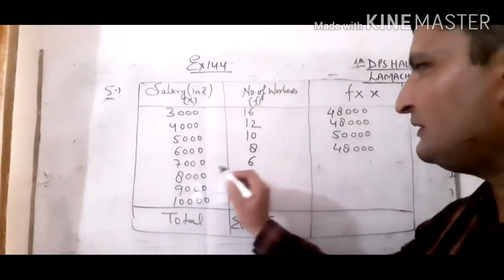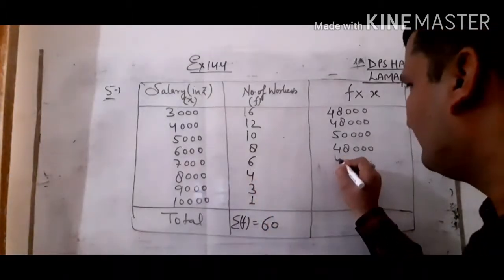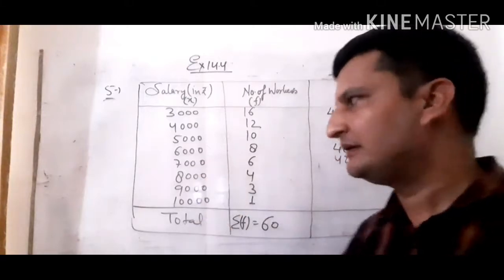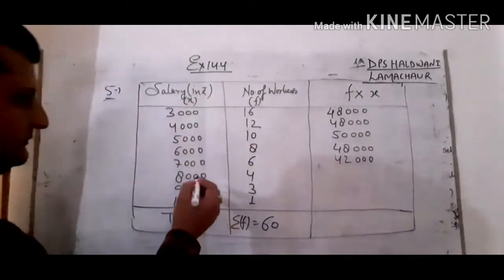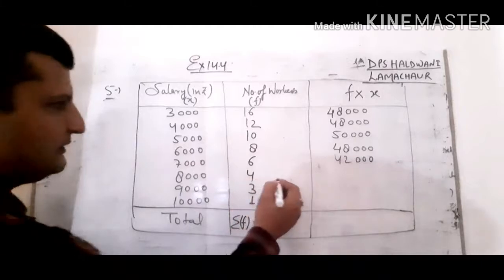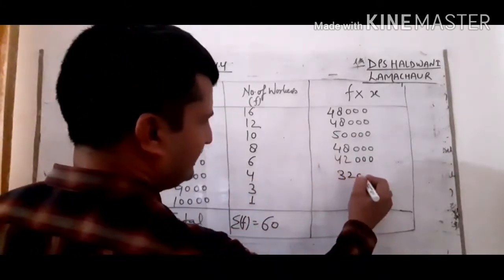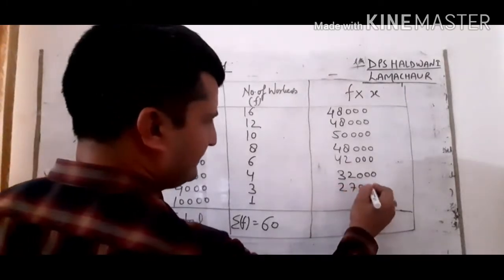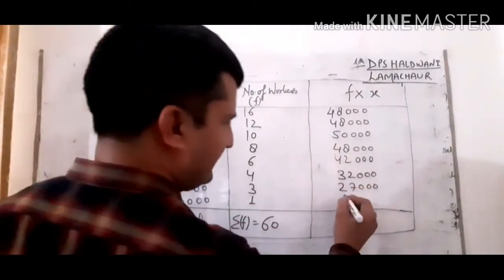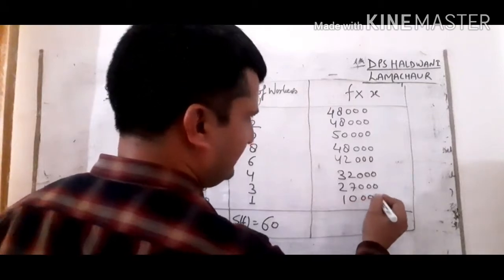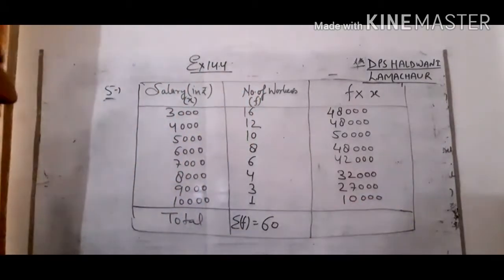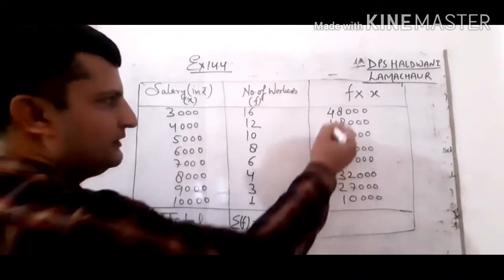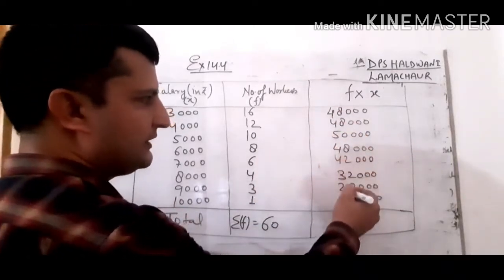Now 7 into 6, we know that is 42, and we have to put 3 zeros there because it is 7,000. Similarly, 8 into 4 is 32,000, and 9 times 3 is 27,000, and 10 times 1 is 10, so we can write this as 10,000. So all the values have come. We can count them: 1, 2, 3, 4, 5, 6, 7, 8.